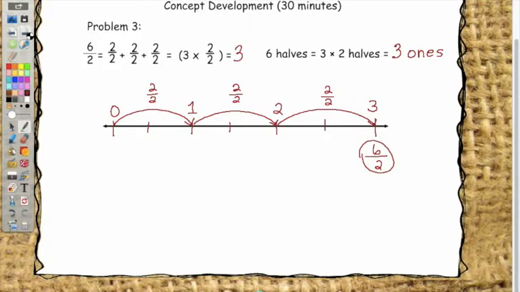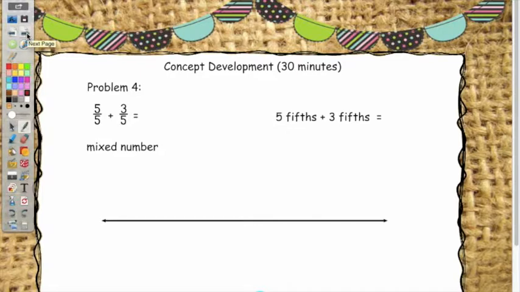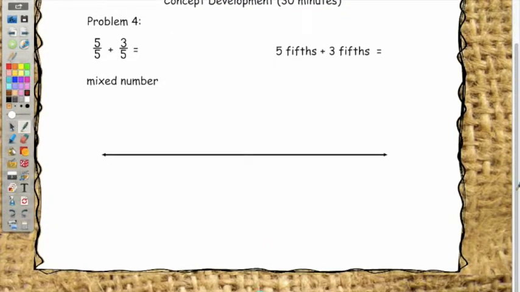All right, so more than 1, I'm guessing, is what we're doing now. How do I know that? It says mixed number. Okay? So let's start by figuring out the answer in unit form. 5/5 plus 3/5 equals 8/5. So let's write 8/5 here.